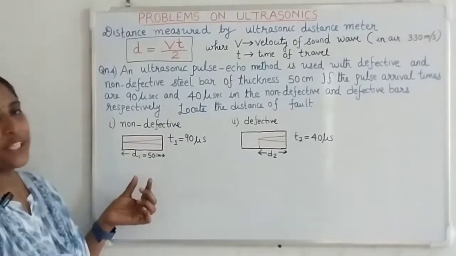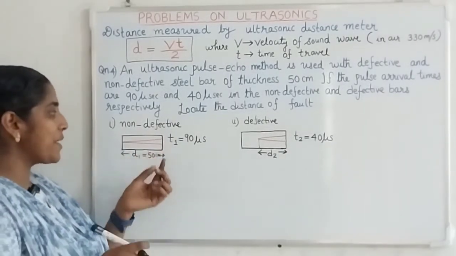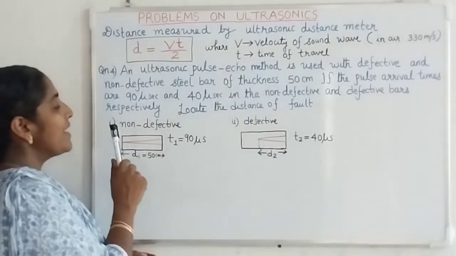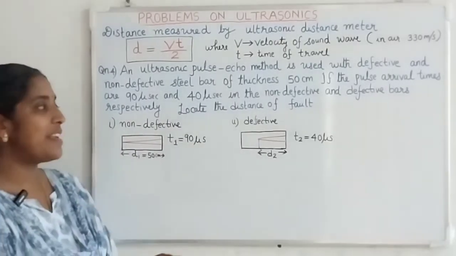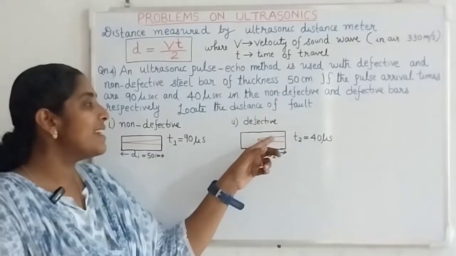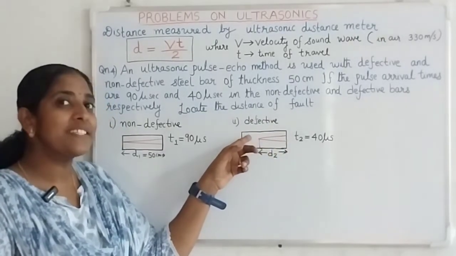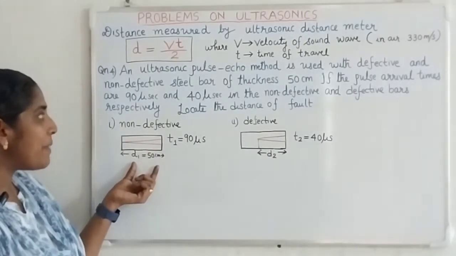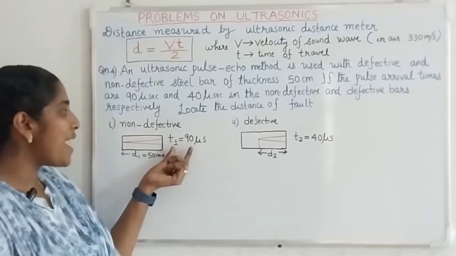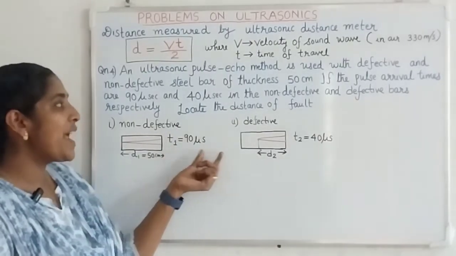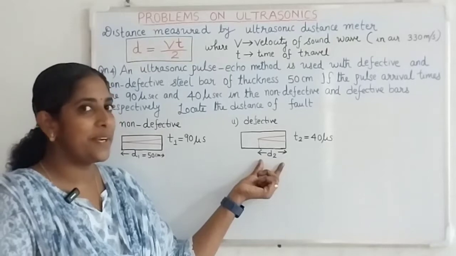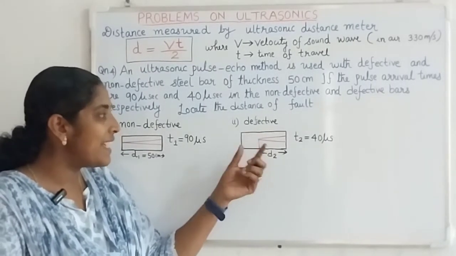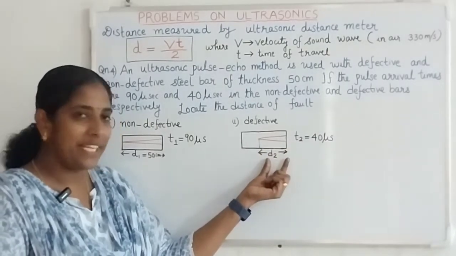In the non-defective steel bar, when we send the ultrasonic beam, it will reach the other end and get reflected back. Now, if it is a defective steel bar, suppose there is a crack here, then the ultrasonic beam will get reflected from that crack. So in the non-defective steel bar, the time taken to travel will be more, and in the defective steel bar, the time taken will be less. So here is the location of the defect. Let that distance from one end be d2.